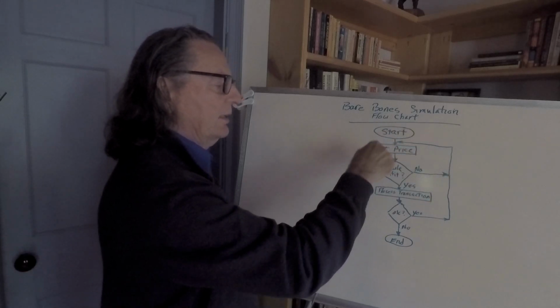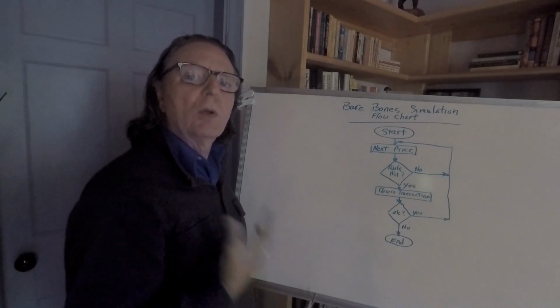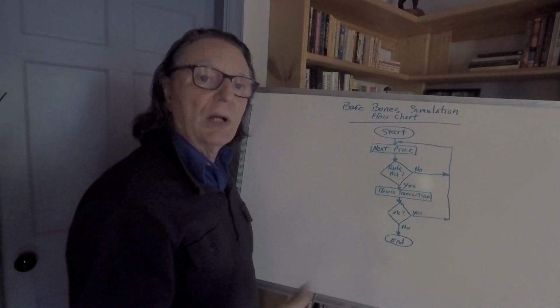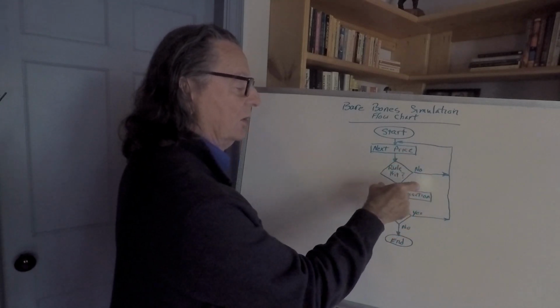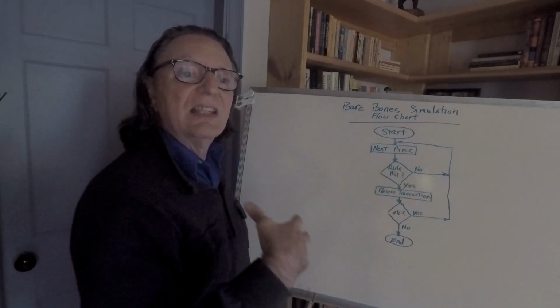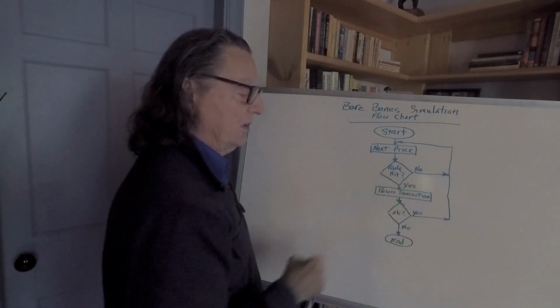Nope, back up, get the next price bar. Rule hit? Yes. Okay, then you process that transaction. Well, what does that mean? Well, again, there's rules for how you would process it, but processing the transaction is the issue that is going to be solved at that particular step.